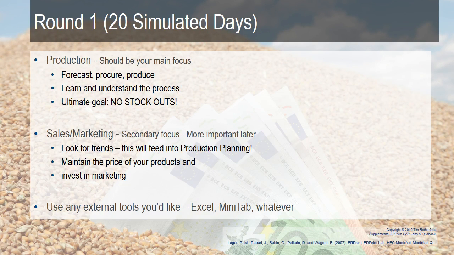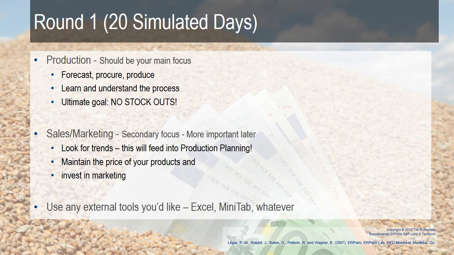The sales and marketing side of this is really a secondary focus. The production process is the thing to get down. But on the sales and marketing side, you're looking for trends, and then you're feeding that into the production planning. And again, the production process needs to be down for this to even make sense.